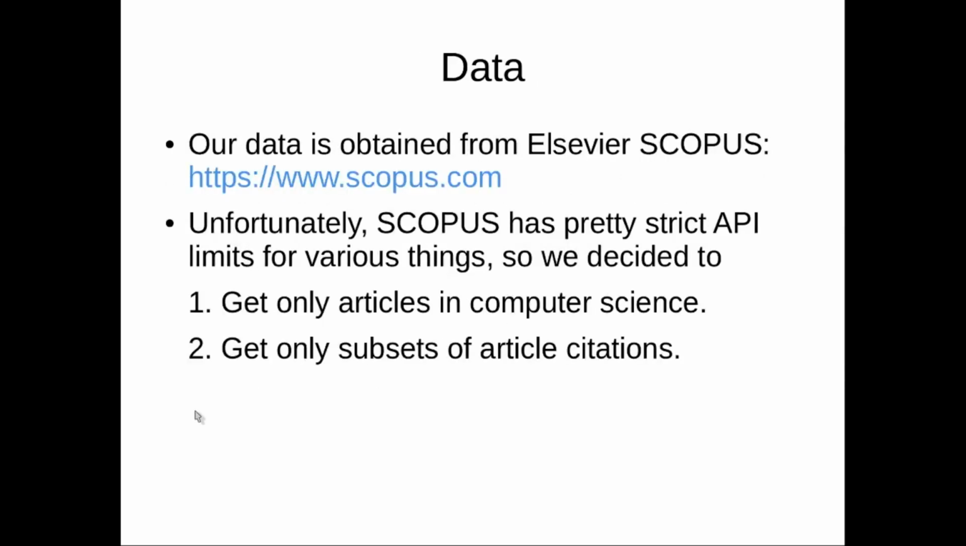Alright, so here's a little recap on the data. Our data is obtained from the Elsevier Scopus database. Unfortunately, Scopus has pretty strict API limits for various things, so we made a compromise on the kind of data we have in our database. So we only have articles from computer science, and also for each article we only have a subset of its citations. So what this means is that while everything looks real, they're not. So you should treat them with a grain of salt and really look at things as though it's a demonstration, because that's what it is, instead of an actual representation of the real stuff out there.